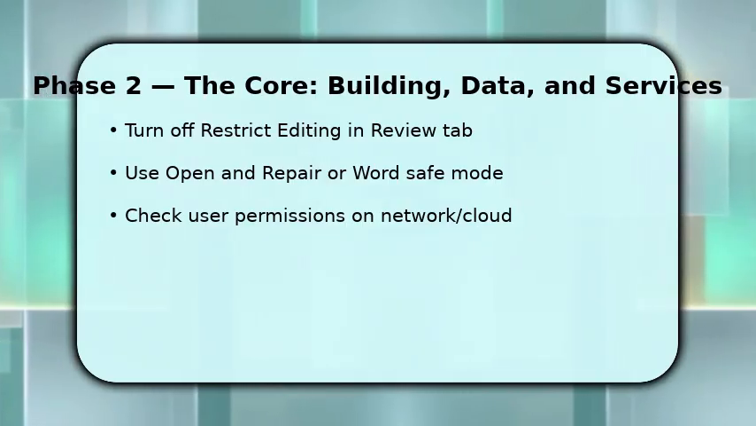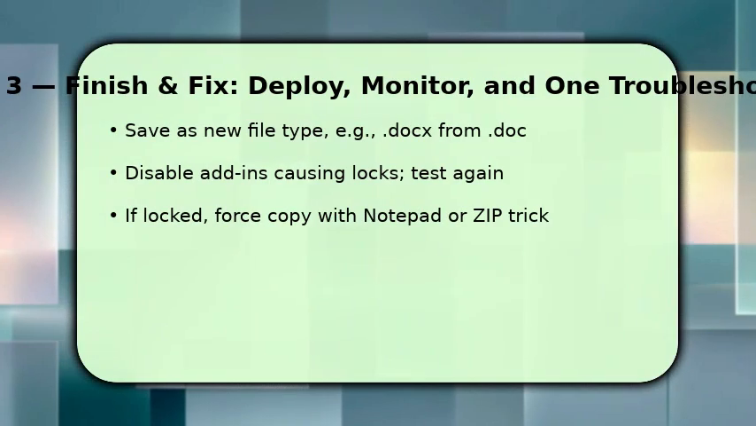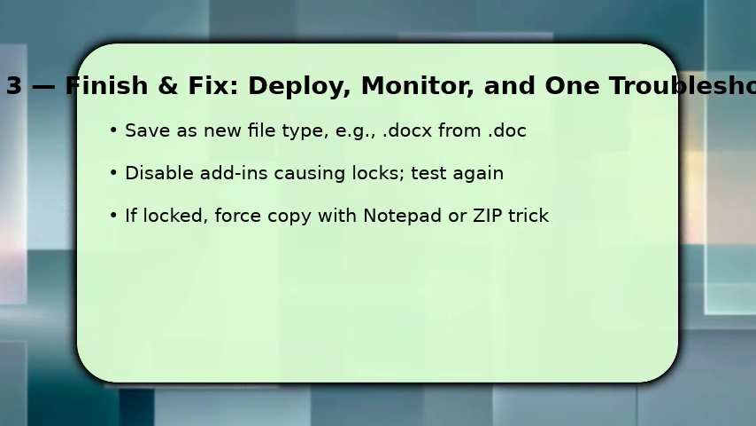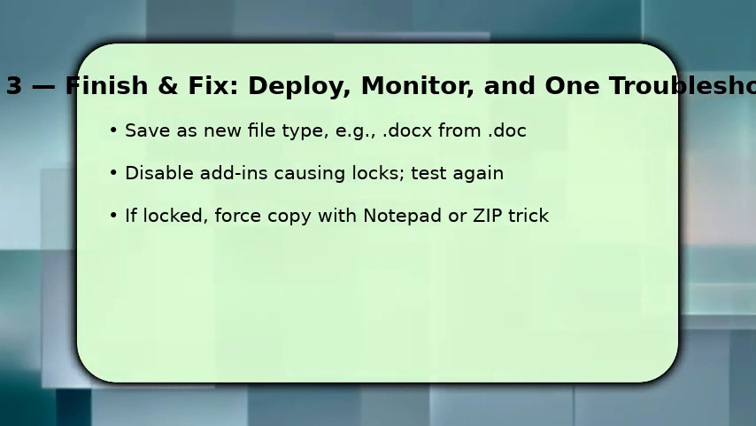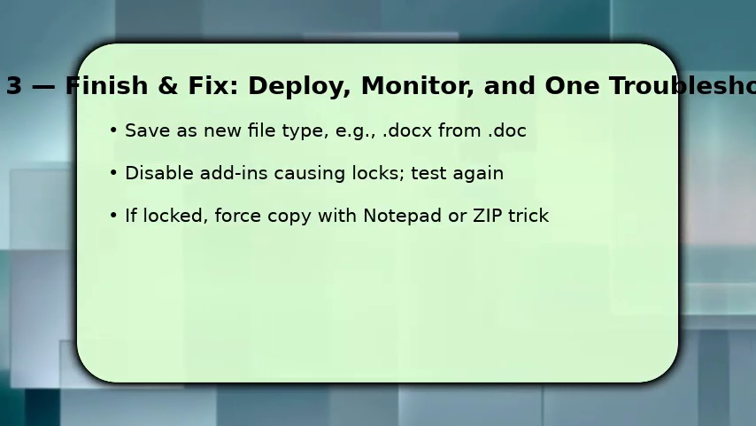Finally, complete the fix by saving as a new file type: Save As, docx, to rebuild internal structure. Disable suspect add-ins via File, Options, Add-ins, then restart Word and reopen the file.